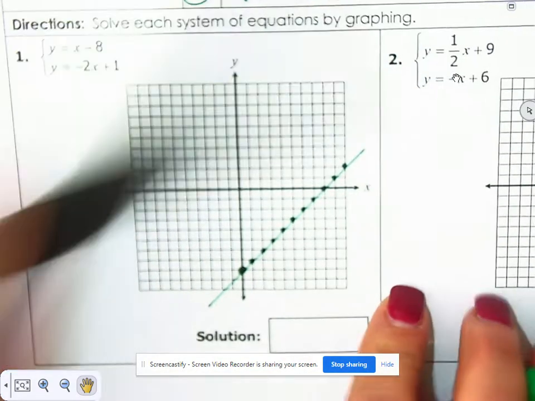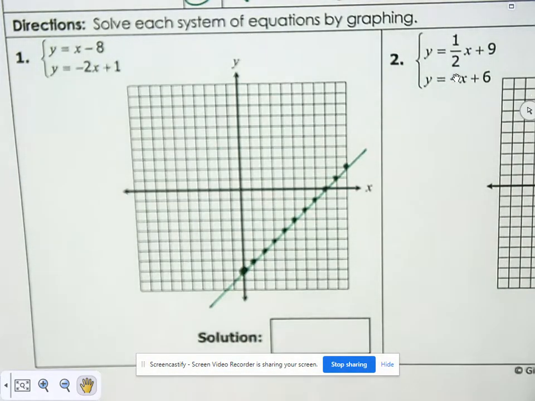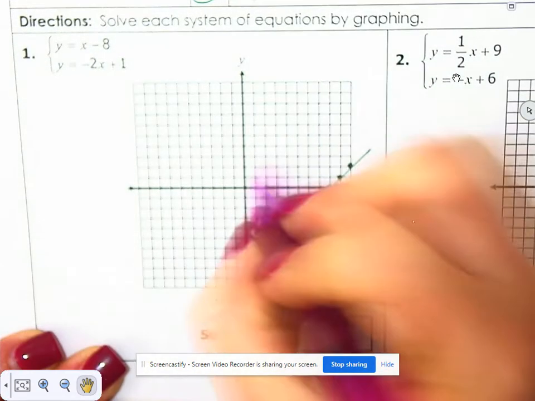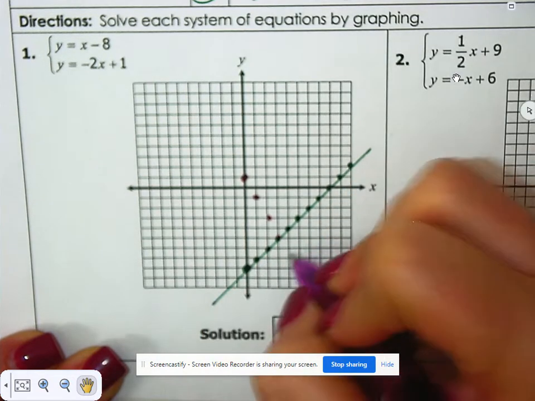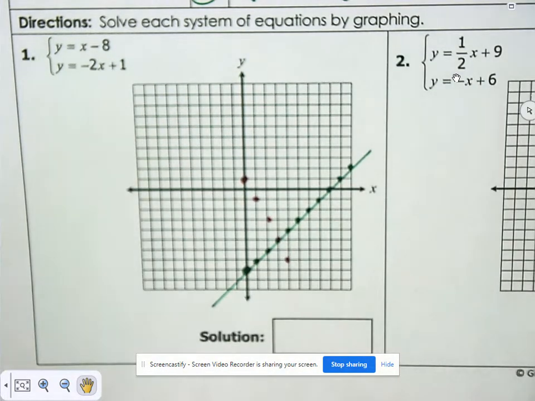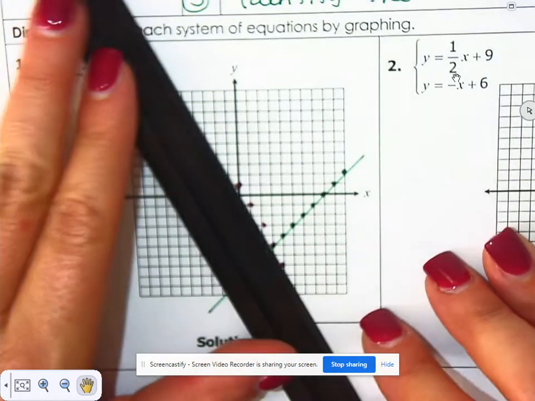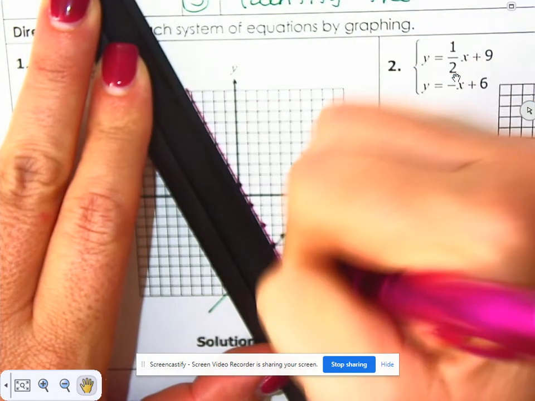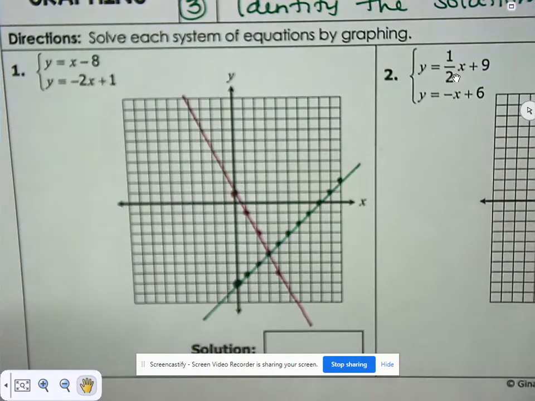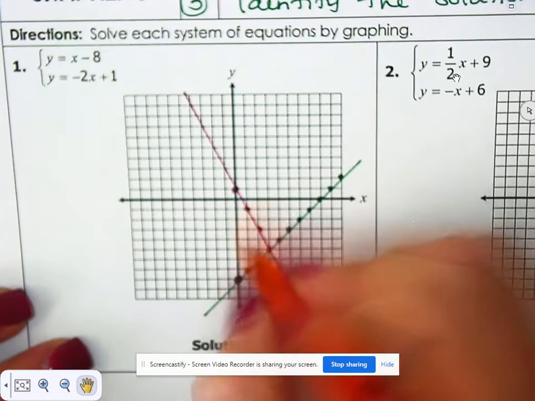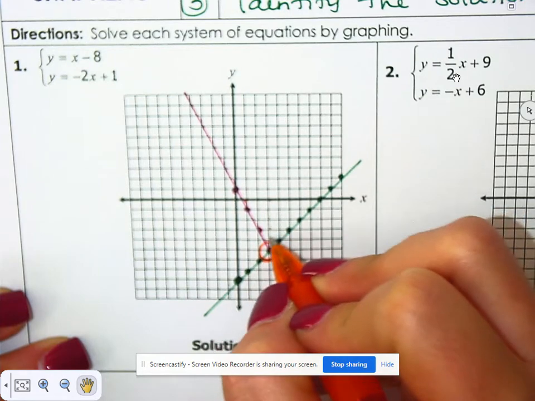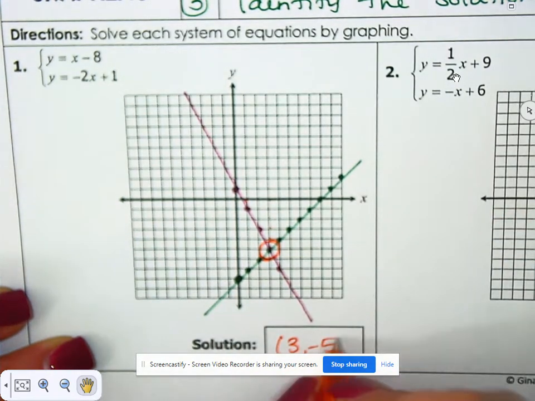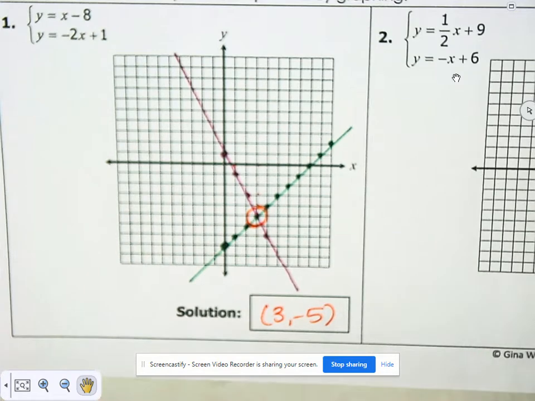All right, so there's my first line. My second line, y is again already by itself, so we're going to start at +1 and we're going to go down 2 and right 1. And you're going to see right there, that's what I care about, right there is where they intersect. And now I need to find that ordered pair. And that is (3, -5).